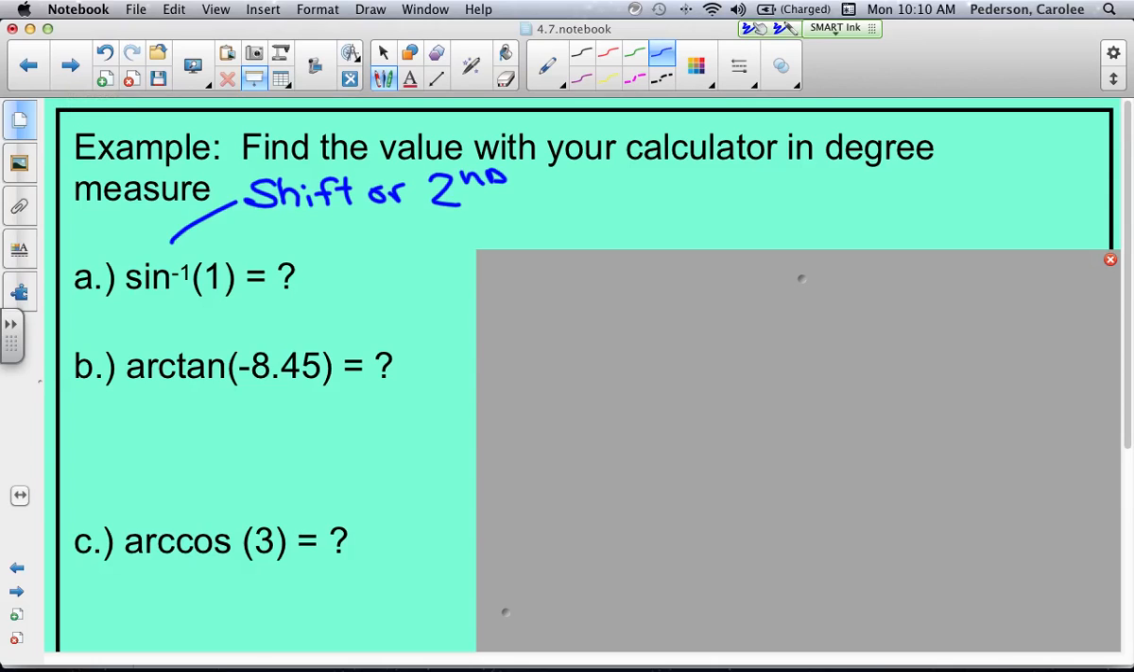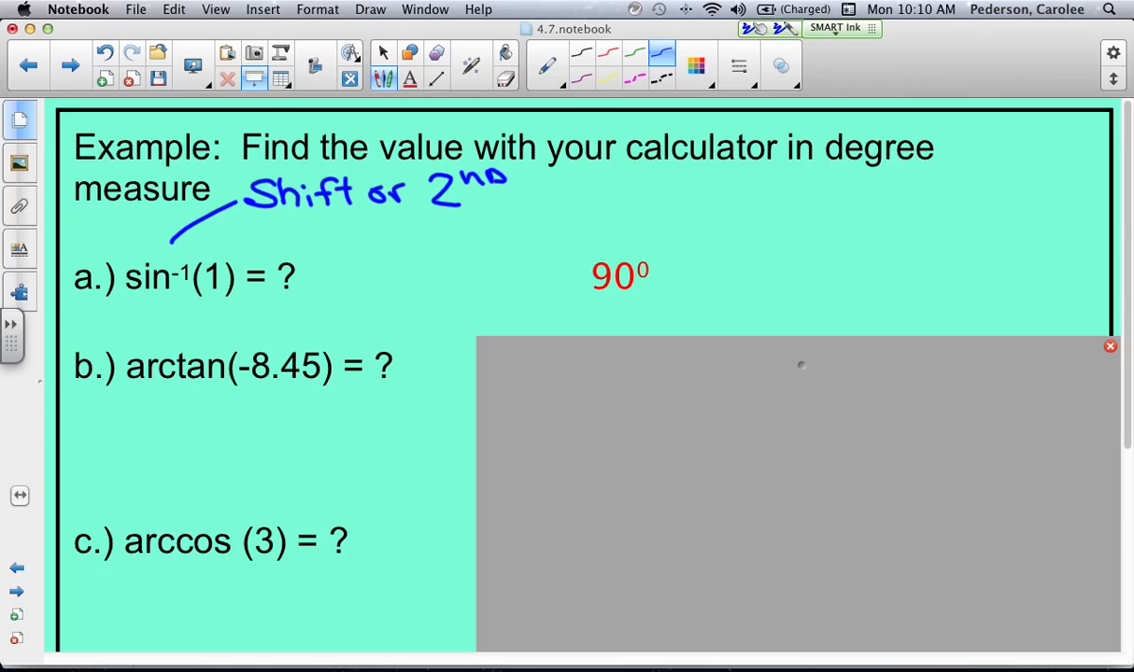Did you get 90 degrees? Or pi over 2? Wait, how do you change these things to degree? On your calculator, it's the button just to the right of the second button. Push the mode, and then change it. Go arrow down 3 places, and then arrow over to the degree, and then push enter.